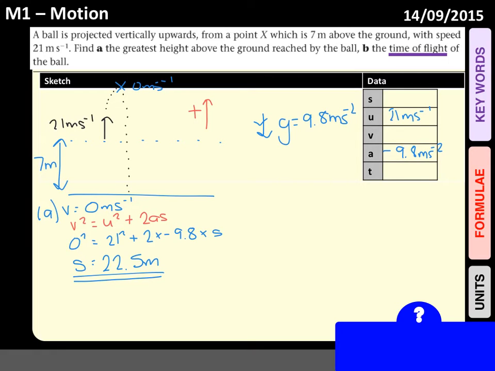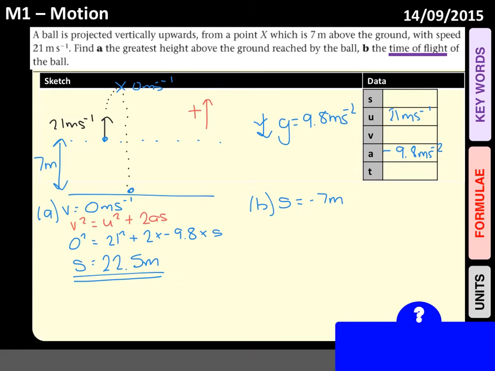On to part B. We're now looking for the time of flight of the ball, and what we want to consider here is the total displacement that the particle has gone under from its starting point to when it hits the ground. So although it started at this point just here, it finished there. So when we're looking at the displacement, not the distance, we want to be thinking what's the movement from where it started to where it finished, and that displacement is down, so therefore my displacement is going to be minus 7 meters.